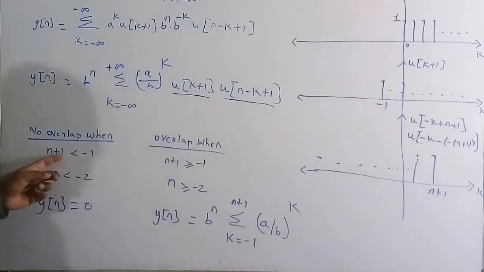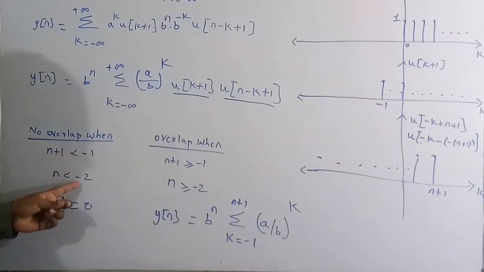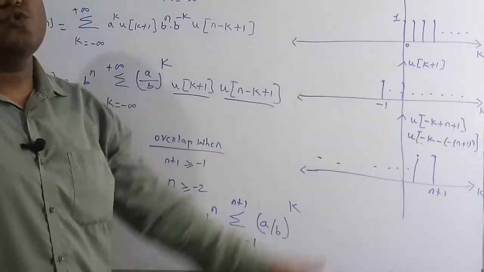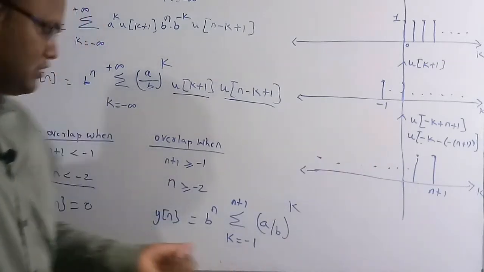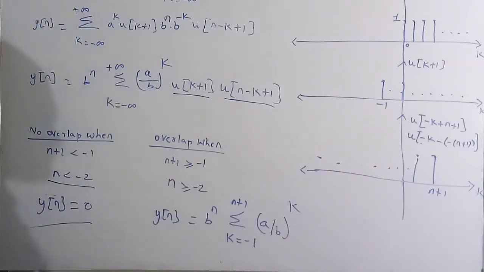So therefore n plus 1 value less than minus 1 is nothing but n less than minus 2. If plus 1 goes this side, it becomes minus 2. So when n is less than minus 2, there is no overlap between these two signals. So if you do the product, it is nothing but 0. So therefore the output value is 0 for n less than minus 2.